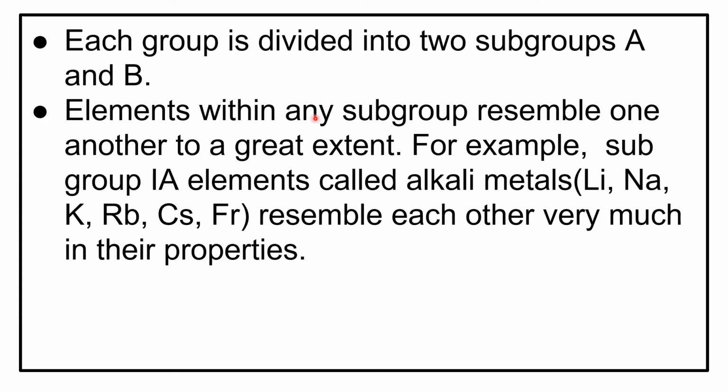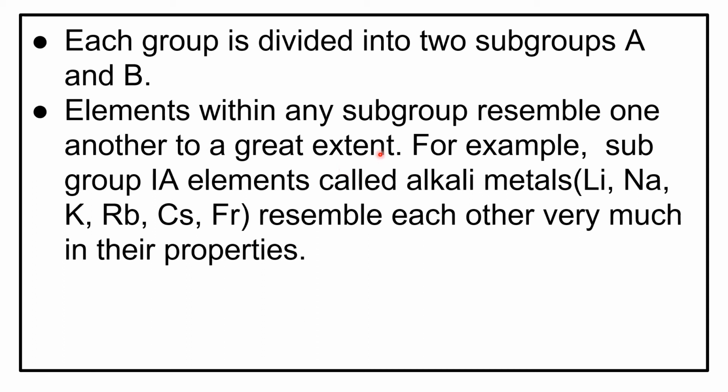Each group is subdivided into 2 subgroups as A and B. Elements within any subgroup resemble one another to a great extent. So here he has arranged the groups, and again these groups are subdivided as subgroup A and B. The elements in subgroup A resemble one another. All the elements in group A are similar. All the elements in group B are similar.